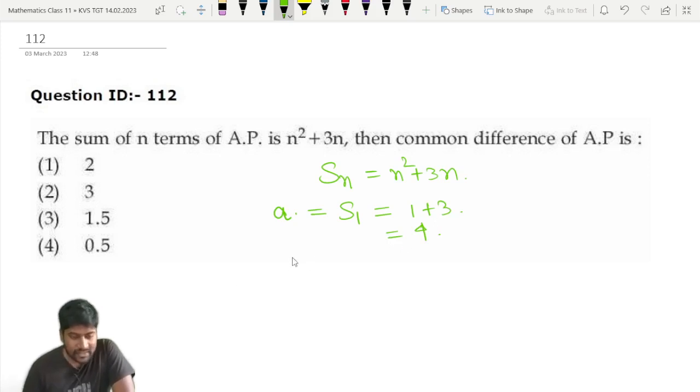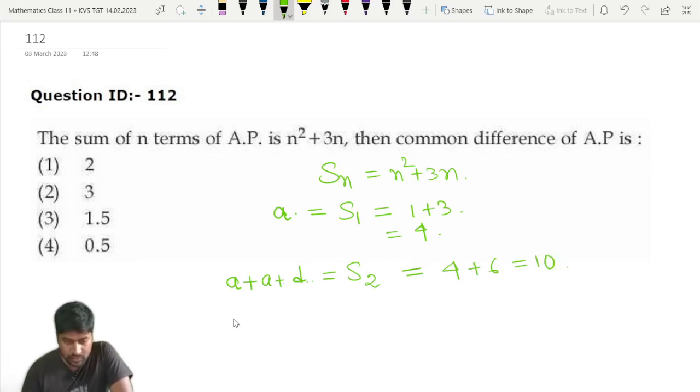Okay, so the sum of the first two terms, what is that? S2. Now S2 means what? The first term plus the second term. Just put n equal to 2, so 2 times 4 plus 6, that is equal to 10. So what we are getting? 2a plus d, where d is the common difference of the AP, is equal to 10. Now a we have already got as 4. So d will be equal to 10 minus 8, that is equal to 2.